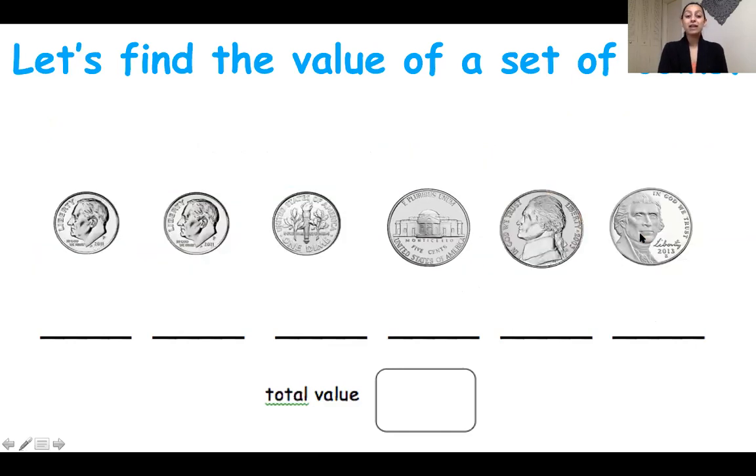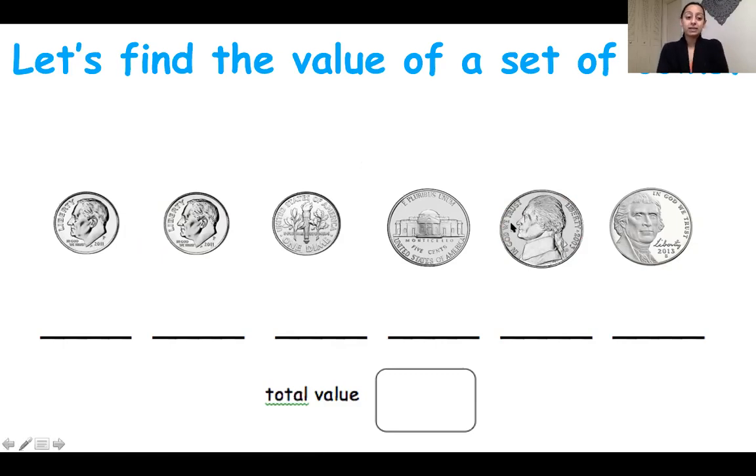Now, if you're ready to try one on your own, go ahead and pause the video and see if you can skip count to count the total value of these coins. Notice there are no pennies this time. So go ahead, pause the video and see if you can try skip counting these coins and then we'll check our work. Pause now. All right, let's see what we got.